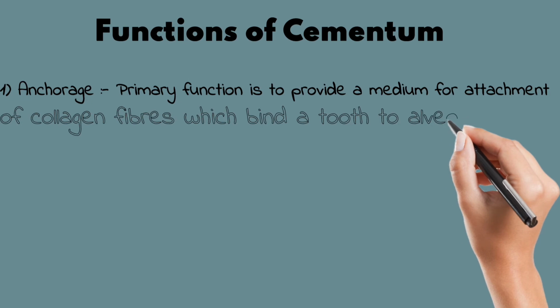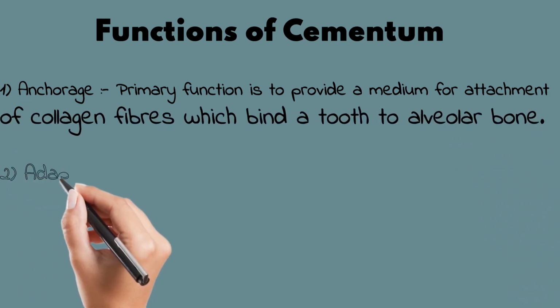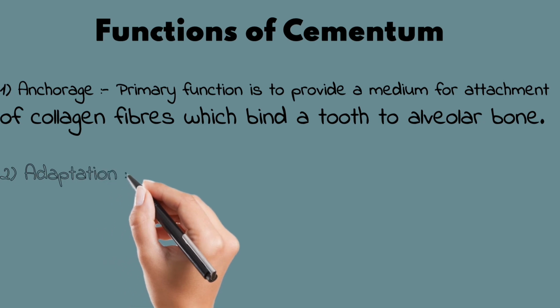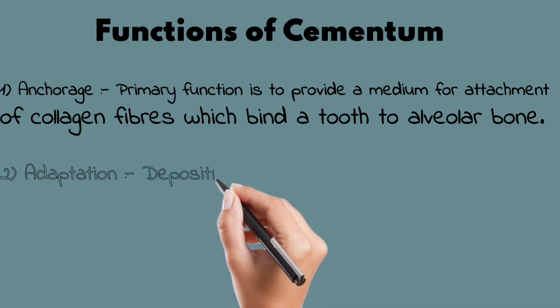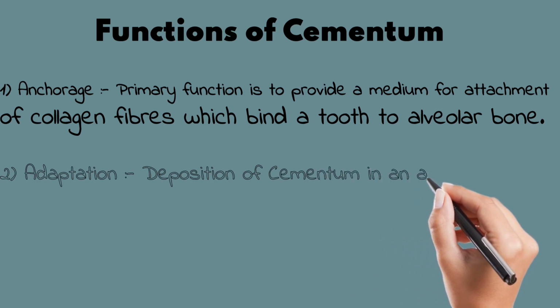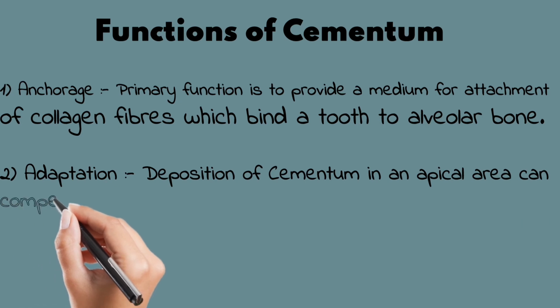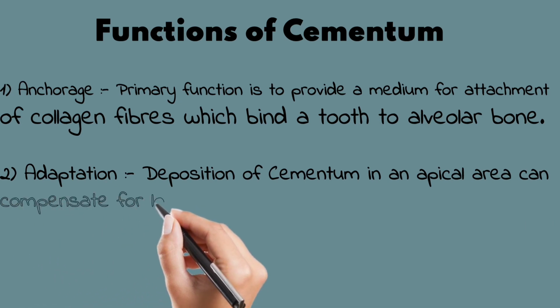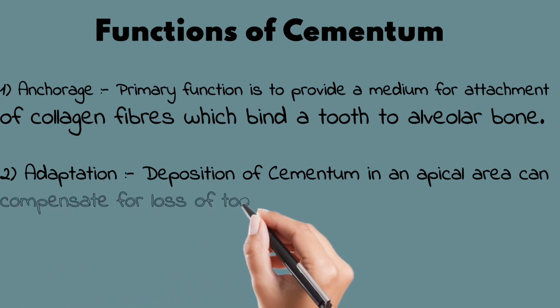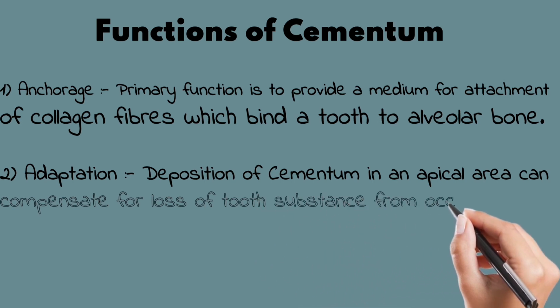The next function is adaptation. What does adaptation mean? The deposition of cementum in the apical area can compensate for the loss of tooth substance from occlusal wear. So in adaptation, the cementum in the apical area compensates for the loss of tooth substance from occlusal wear and tear. Next, we have the repair function. What does this repair function do?